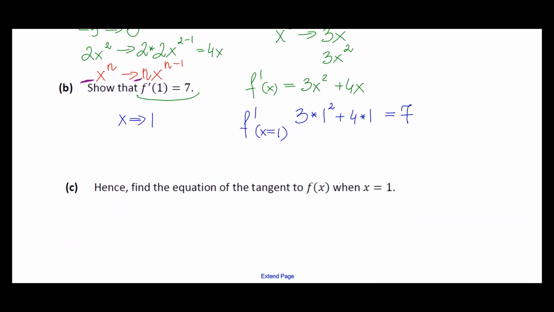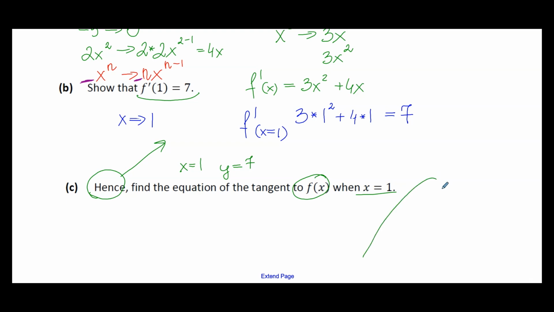Now, they are saying hence. What does that word mean? With the knowledge you just acquired. So we acquired the knowledge of the derivative, and as well, in that derivative, when x is 1, the value is 7. So with that knowledge, we have to find the equation of a tangent to the function f at x equal 1. So what does that mean?